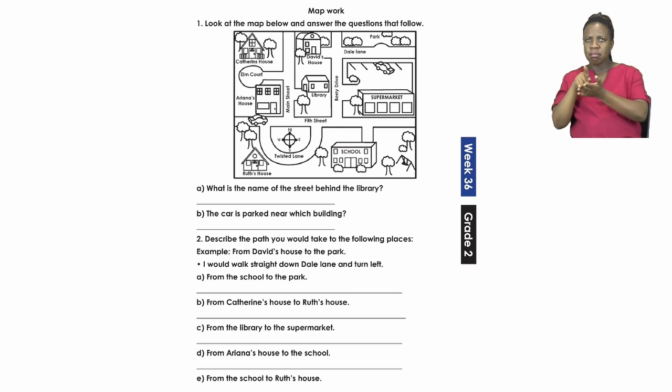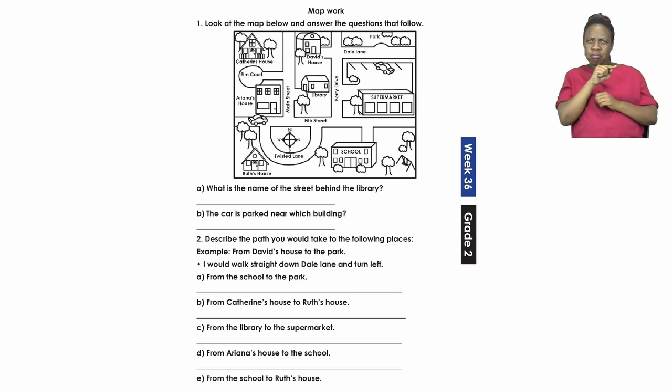Excellent. Now let's see. You will see that between all the buildings, you also have your different streets. What are the streets that you have? Let's see. There we have Main Street. Then we have Dale Lane. We also have Berry Drive. We have 5th Street. And then we have Twisted Lane.